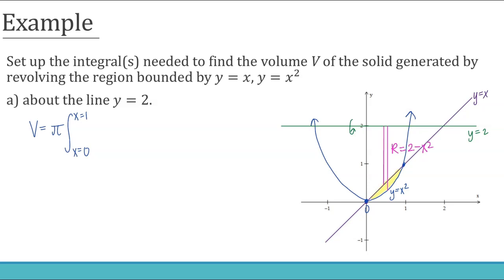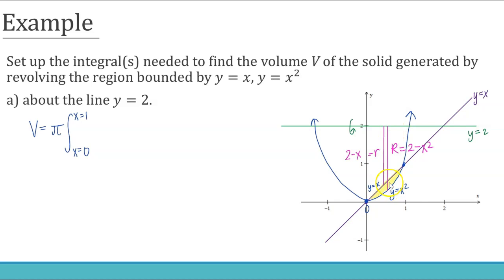So from the axis of rotation to that closer function involved in the region that we're rotating, that's going to be my little r. And so the top of that little radius is 2, and the bottom of that is going to be x, because this line here is y equals x. So it's going to be 2 minus x. So that's my big radius and my small radius, right, across the entire interval from 0 to 1.